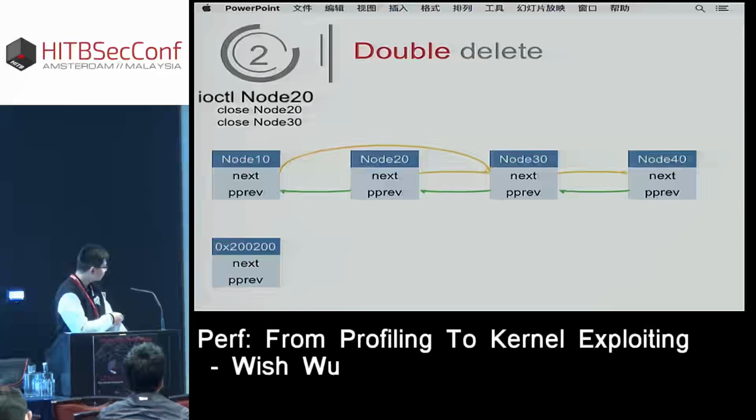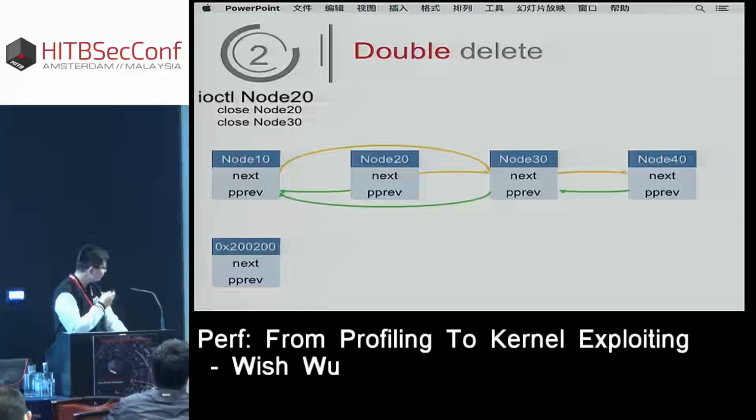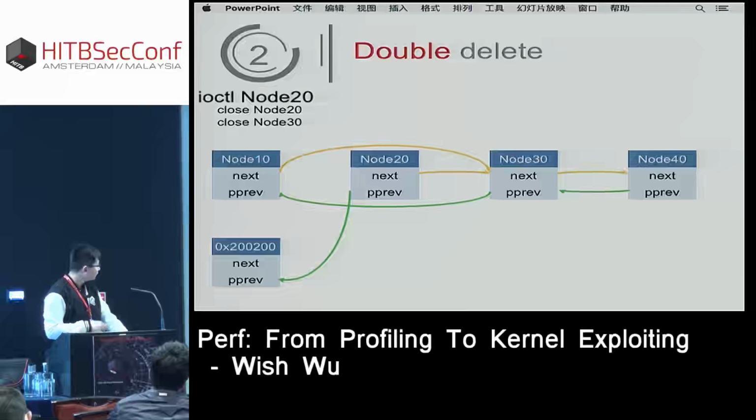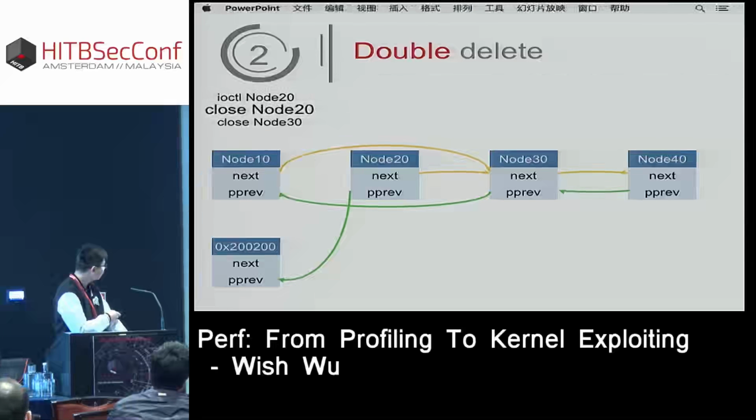Then the program will go along the next pointer to find node 20's next node. Next node now is node 30. It modifies node 30's pprev pointer to node 10. Then init the node 20 pprev to 200, 200. Once delete is finished, then I close node 20.